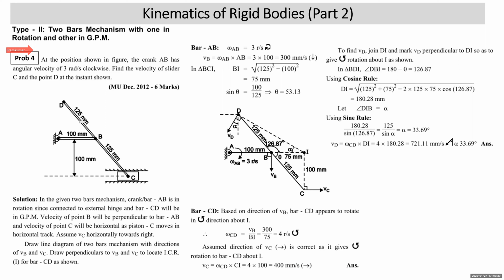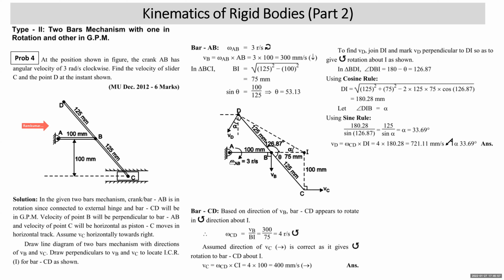Now look into the diagram. Again, it is a 2 bars mechanism. 2 bars are connected together by internal hinge at B. Bar AB is in rotation. Why bar AB is in rotation? Since it is connected to external hinge at A. Bar CD is in general plane motion since it is not connected to any external hinge.